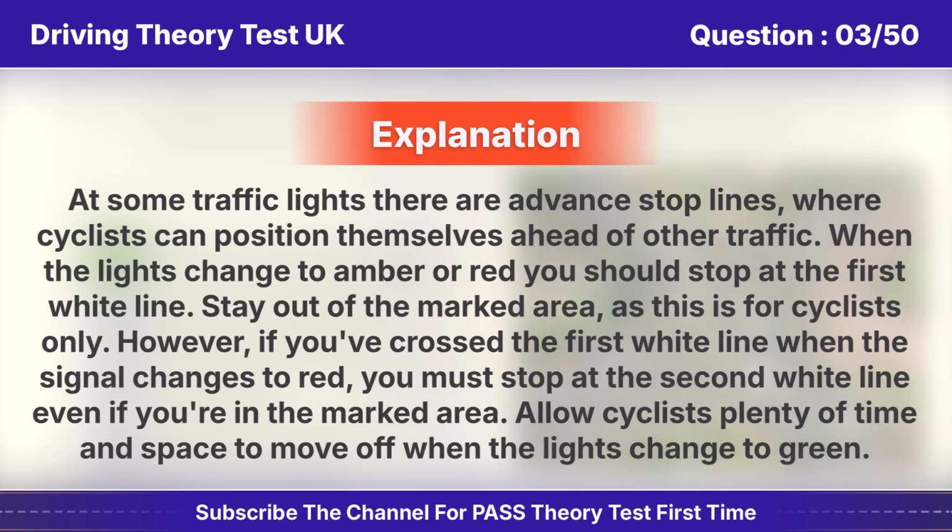At some traffic lights there are advanced stop lines, where cyclists can position themselves ahead of other traffic. When the lights change to amber or red, you should stop at the first white line. Stay out of the marked area, as this is for cyclists only. However, if you've crossed the first white line when the signal changes to red, you must stop at the second white line even if you're in the marked area. Allow cyclists plenty of time and space to move off when the lights change to green.